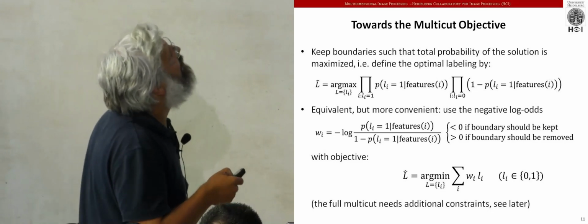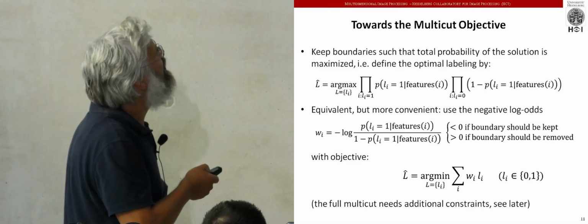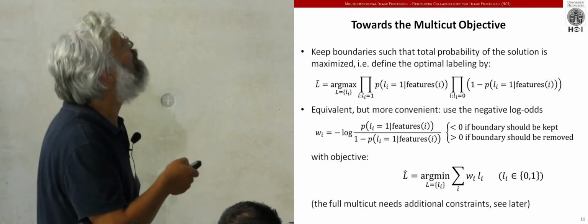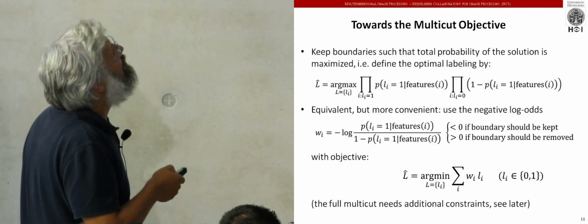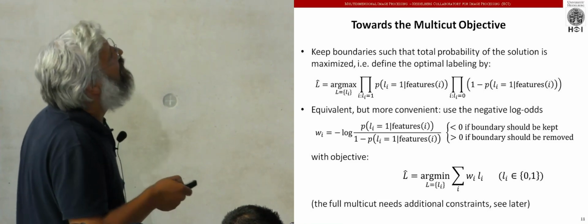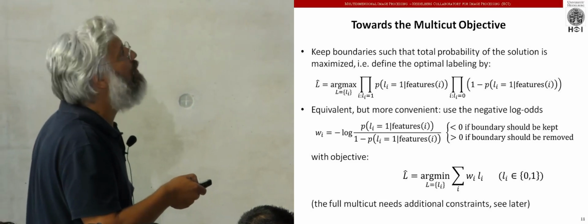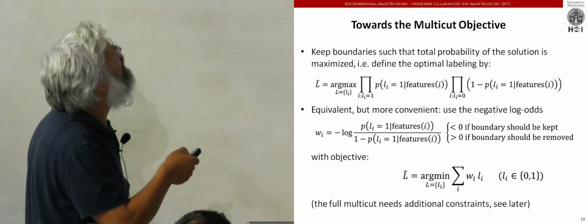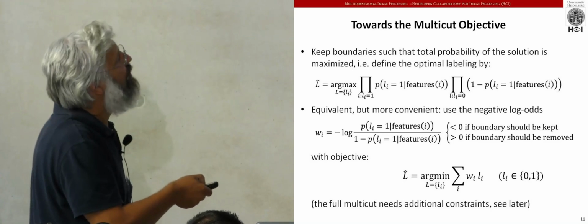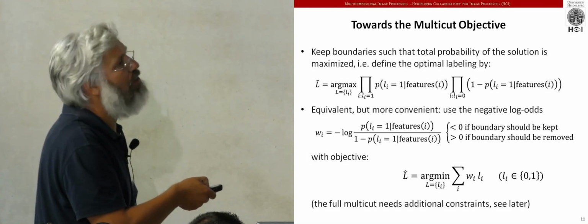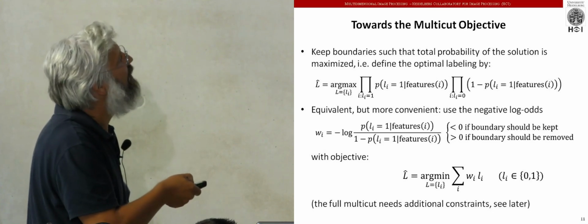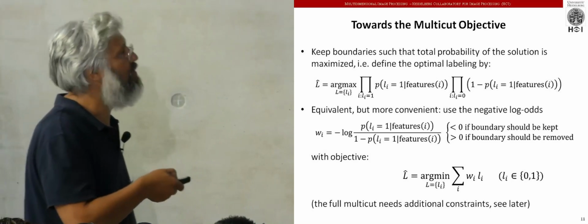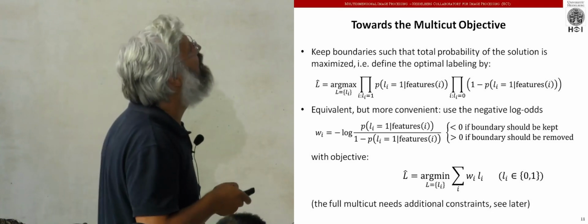So it's easy to show that this expression can be re-expressed using the negative log odds, which is the logarithm of the ratio of these probabilities. And then this gives us edge weights, W_i, and these edge weights are negative if the boundary should be kept and are positive if the boundary should be removed. So, our objective here turns into a linear function of the labels. So the L_i are the labels, 0 or 1, and W_i are the weights. And we want to choose the labels such that this is minimized. So that's not yet the full multicut objective because we need constraints, which I will talk about later.